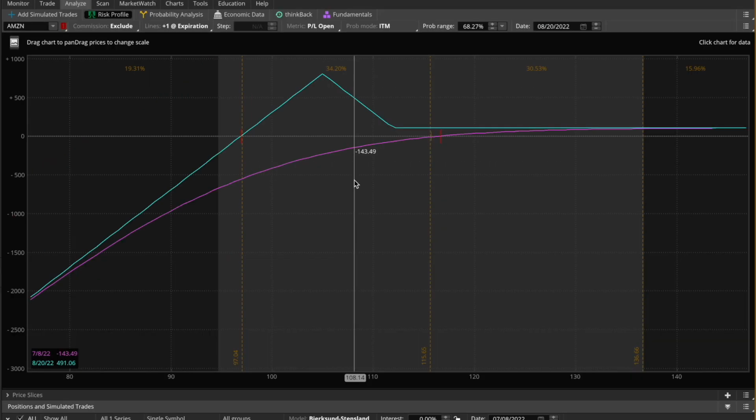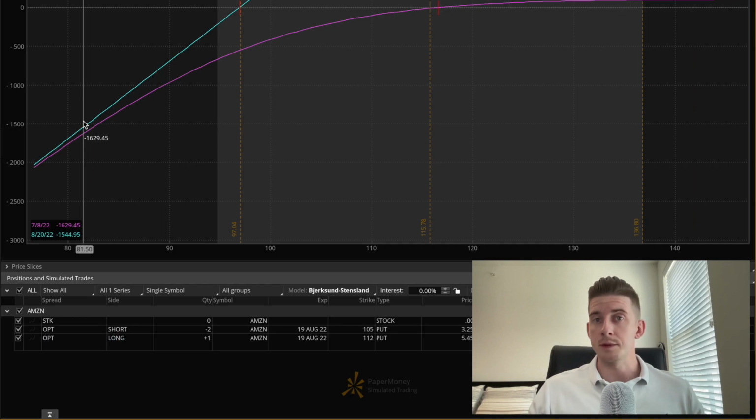So for example, if Amazon did have some kind of catastrophe and it did fall a lot by the expiration date, well, at that point, you will get assigned on your short put option and you'll have to purchase 100 shares of the stock. And so ultimately having to own 100 shares of Amazon, a very quality company, which is likely to recover at some point in the future, obviously things could be worse.